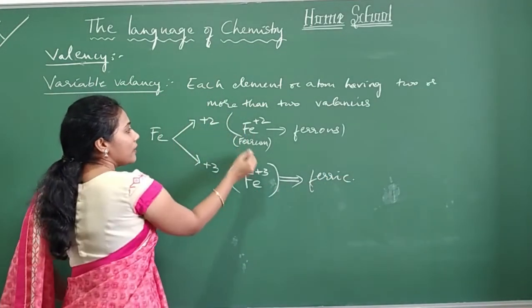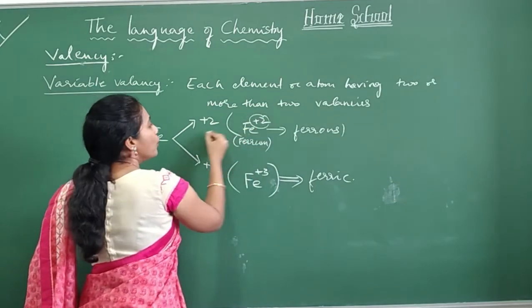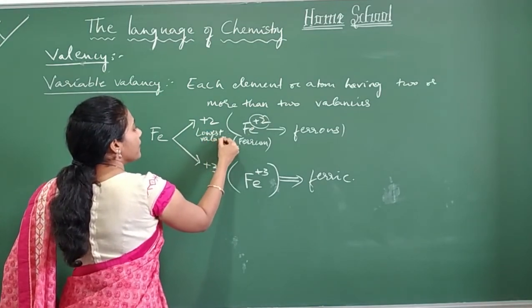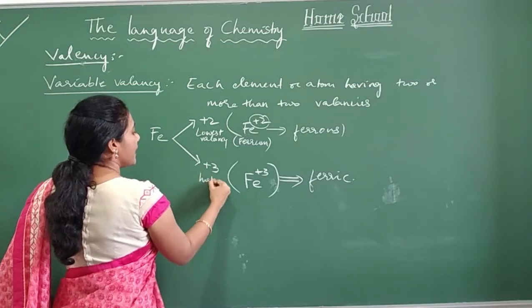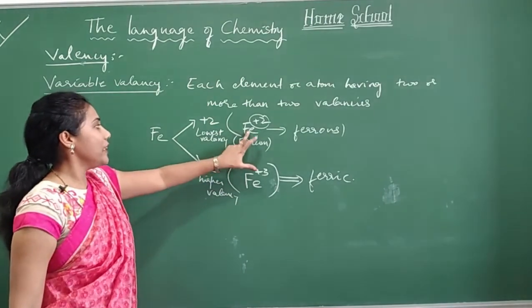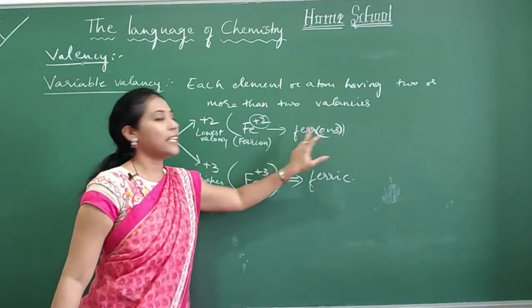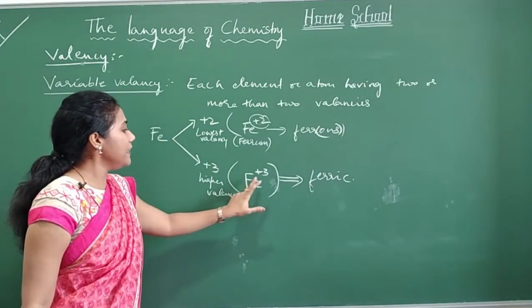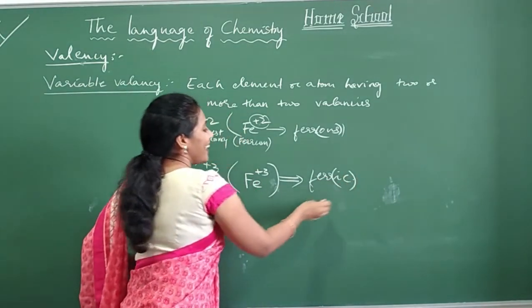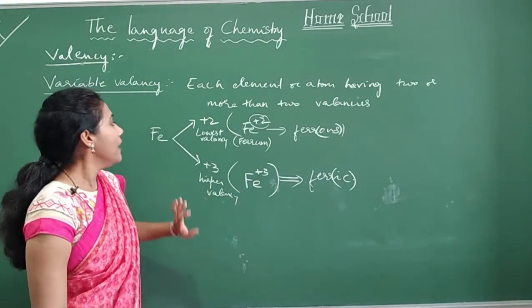Okay, remember which is the lowest number? 2 is the lowest number. So this is called lower valency, and this is higher valency, the highest number. So if you represent Fe with lower valency, then it is OUS, we should add at the end, it becomes ferrous. And if you represent an element with the highest valency, IC you should add at the end, so iron becomes ferric. So this is about iron valency.